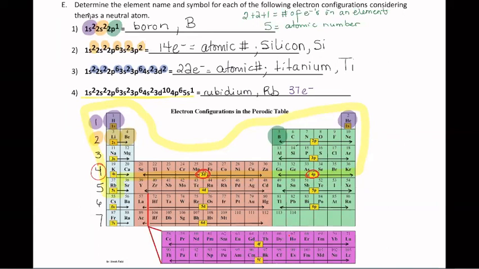Okay, thank you. Thank you so much. No problem. Any other questions? Oh, yeah, I have a question. I remember you said that the s configuration is a circle. What do the other letters look like?